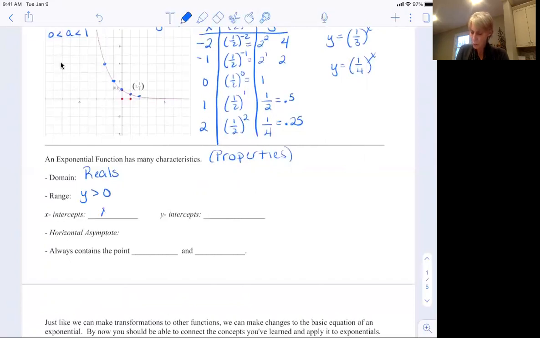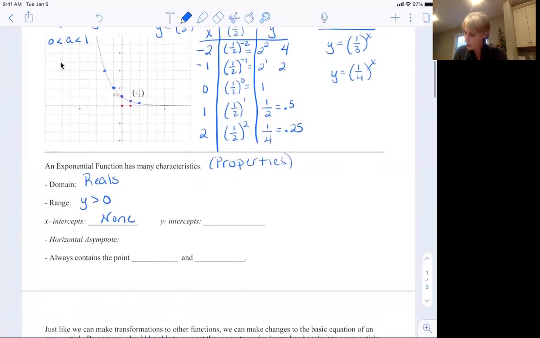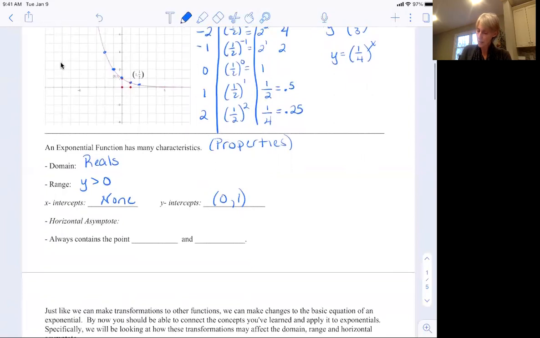Our x-intercepts, we're not going to have any. And this is when we're talking about our exponential function in its most basic form. I should have said that in the beginning. Our y-intercept is always going to be (0, 1). Why is that? Because anything raised to the 0 power is 1. Our horizontal asymptote is going to be connected with the range. Our horizontal asymptote is going to be y equals 0.